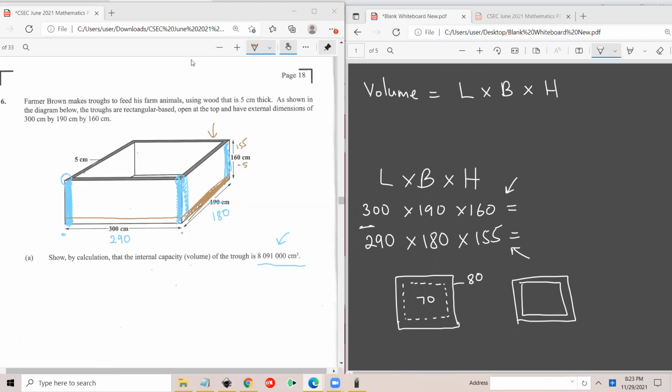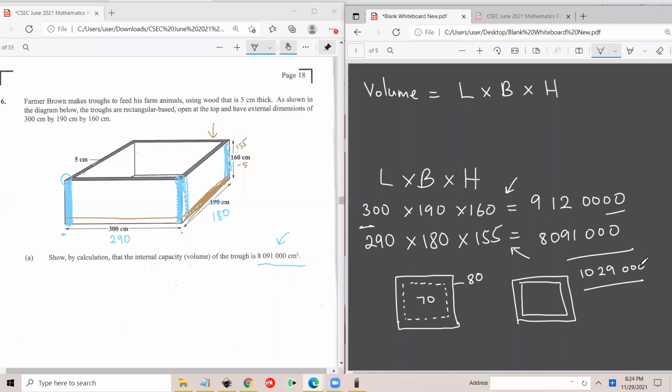All right, so for the top part, it was 300 by 190 by 160. And this gave me 9,121,234. And the underneath part, well, we know from before, was 8,091,123. And when you minus both of them, I am getting 1,029,000 centimeters cubed.